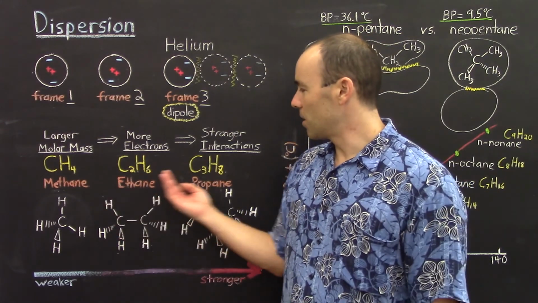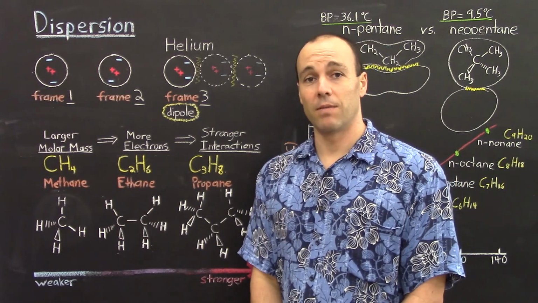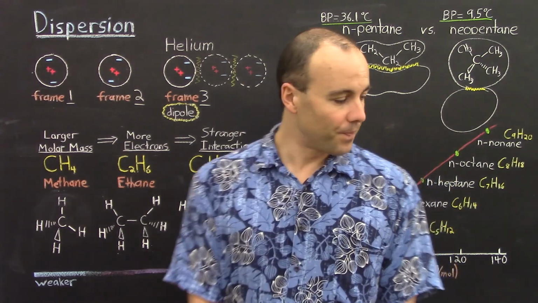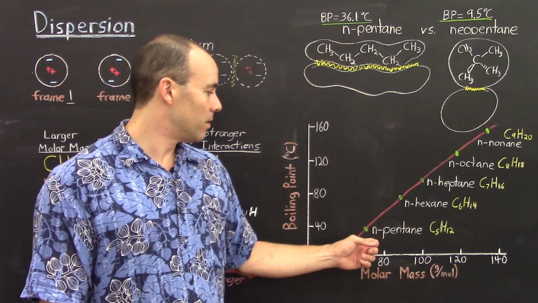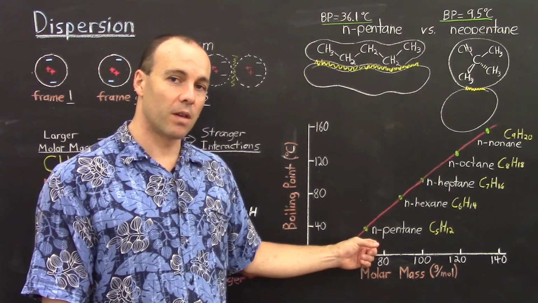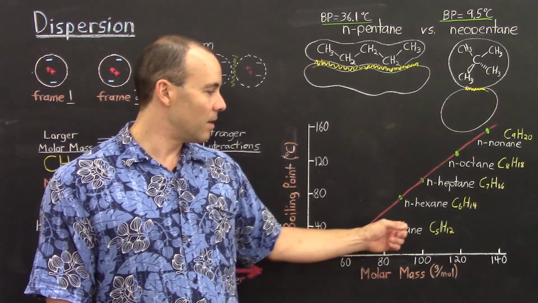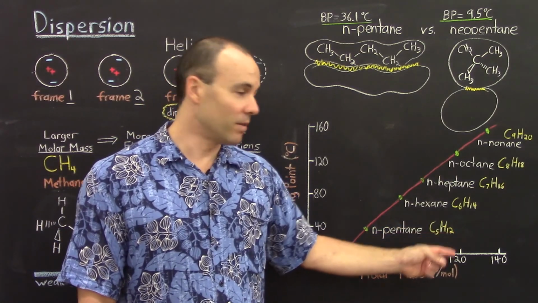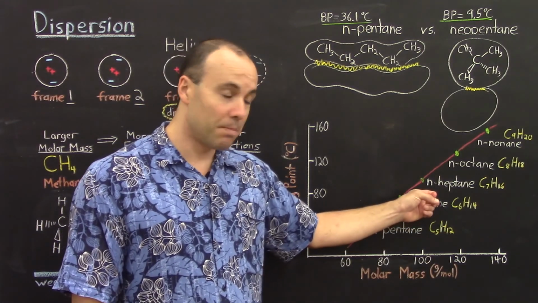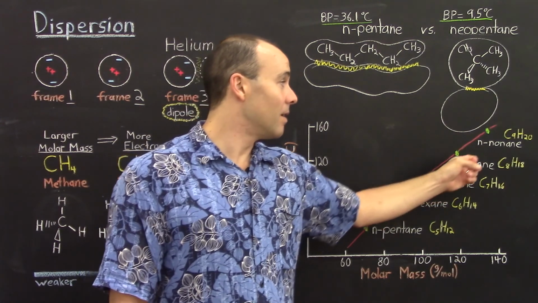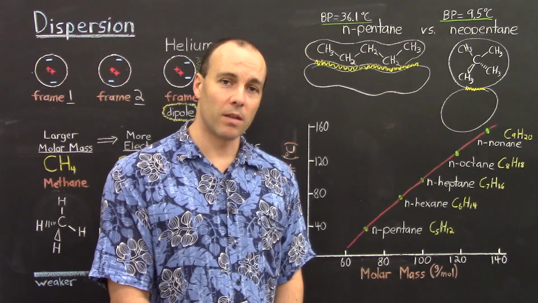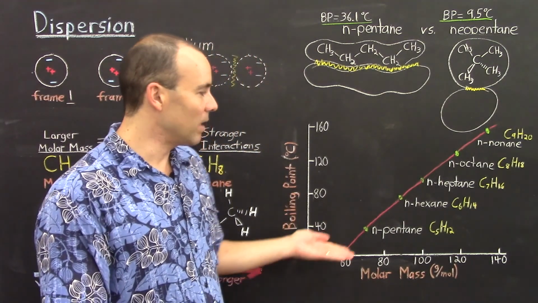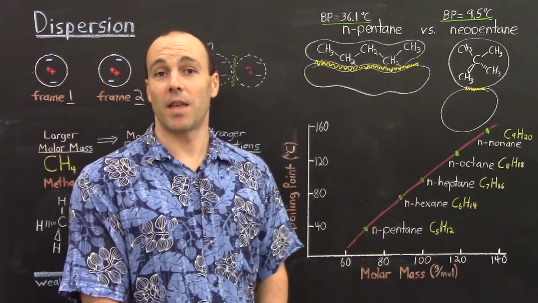That trend also continues if we examine even larger alkanes. If we compare the boiling points of pentane, which is C5H12, hexane, heptane, octane, all the way up to nonane, which is C9H20, then we see that the boiling points increase for these n-alkanes.